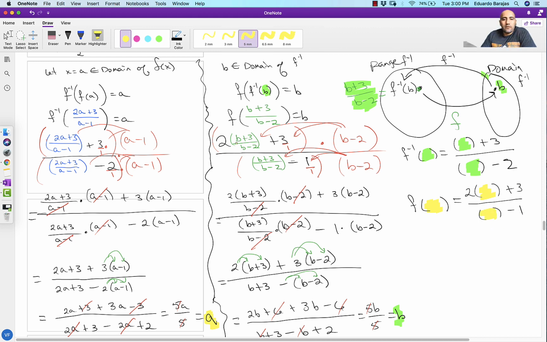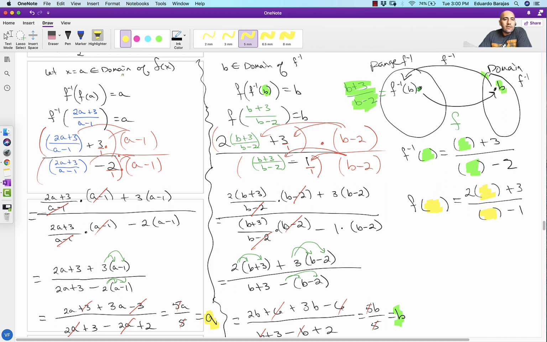So here's the input, twice the input plus 3 all over the input minus 1. So that's what we did here. We applied this into the f function. And then we did a bunch of algebra and arithmetic and reducing, canceling, and we showed that we started at b and then we ended up at b. Good.